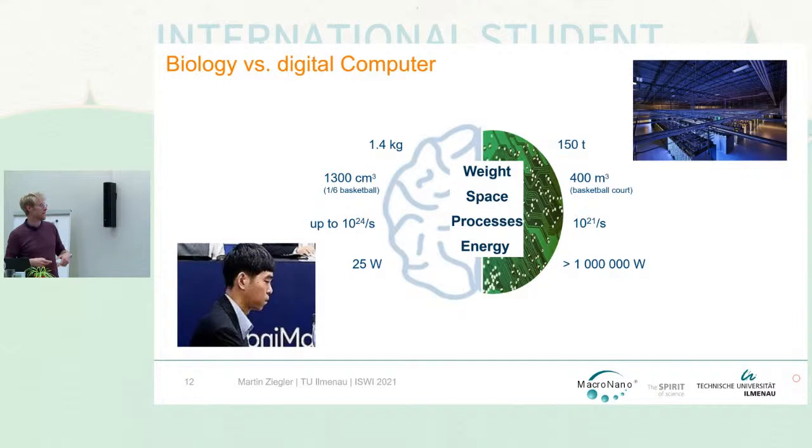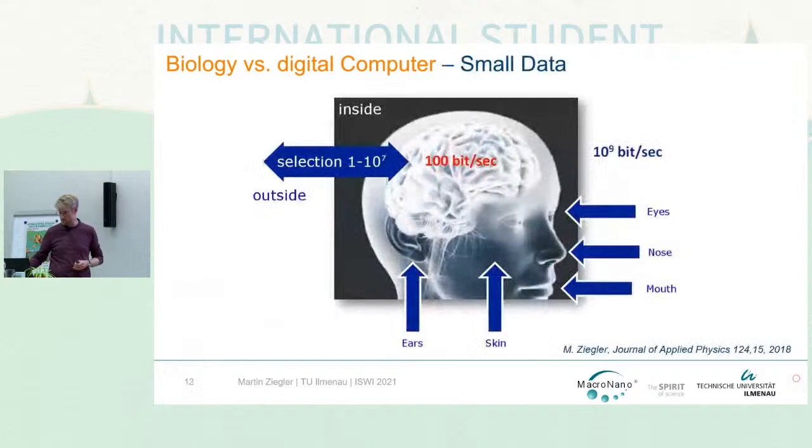Then the number of processes. The number of processes, still our brain can outperform such a kind of supercomputer. Then the supercomputer is playing the game Go, but our brain is doing a lot of other things in parallel. And then again, finally, when all the others do not convince you, the energy consumption or the difference in the energy consumption.